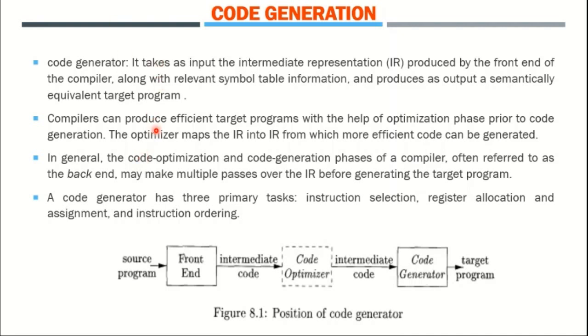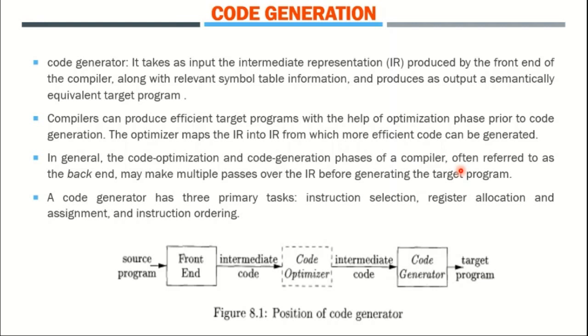In general, the code optimization and code generation phases of a compiler can be treated as the back end of the compiler, and these two phases can be passed through multiple times. The IR code can be passed through these two phases multiple times to generate the target program. Here a code generator has three primary tasks: instruction selection, register allocation and assignment, and instruction ordering.